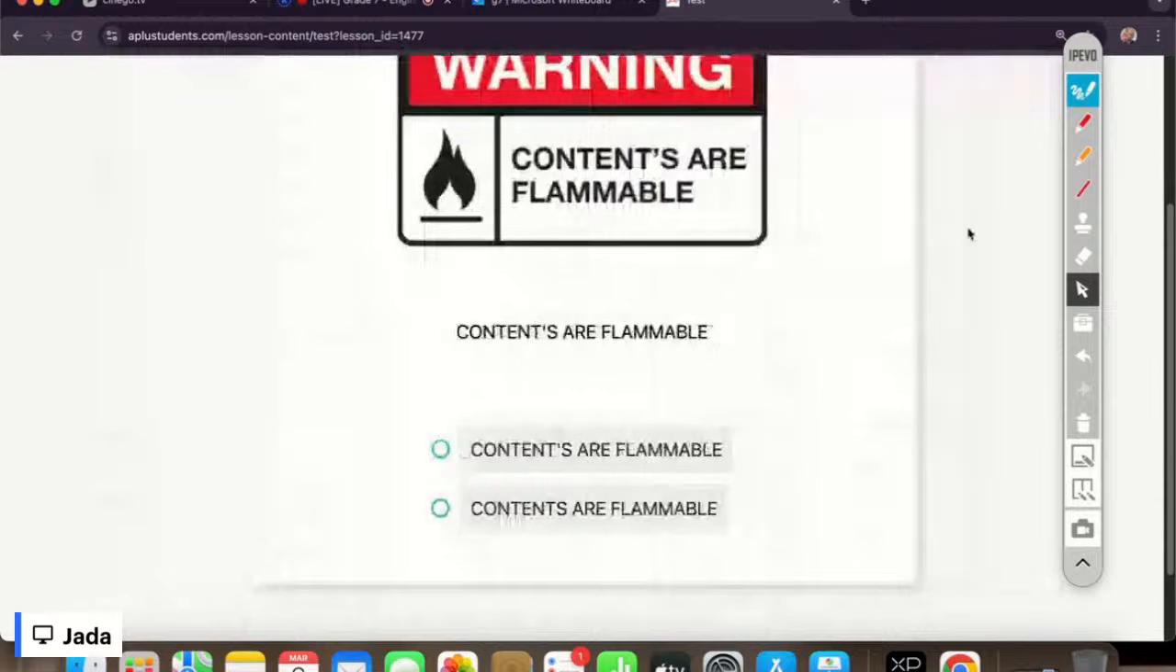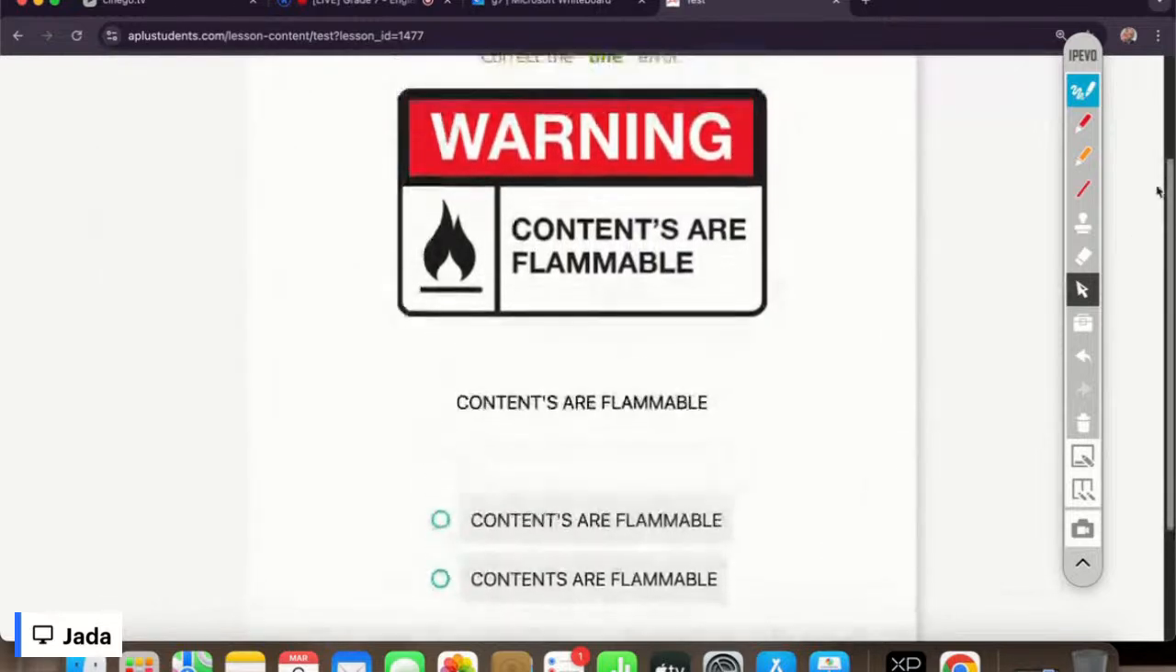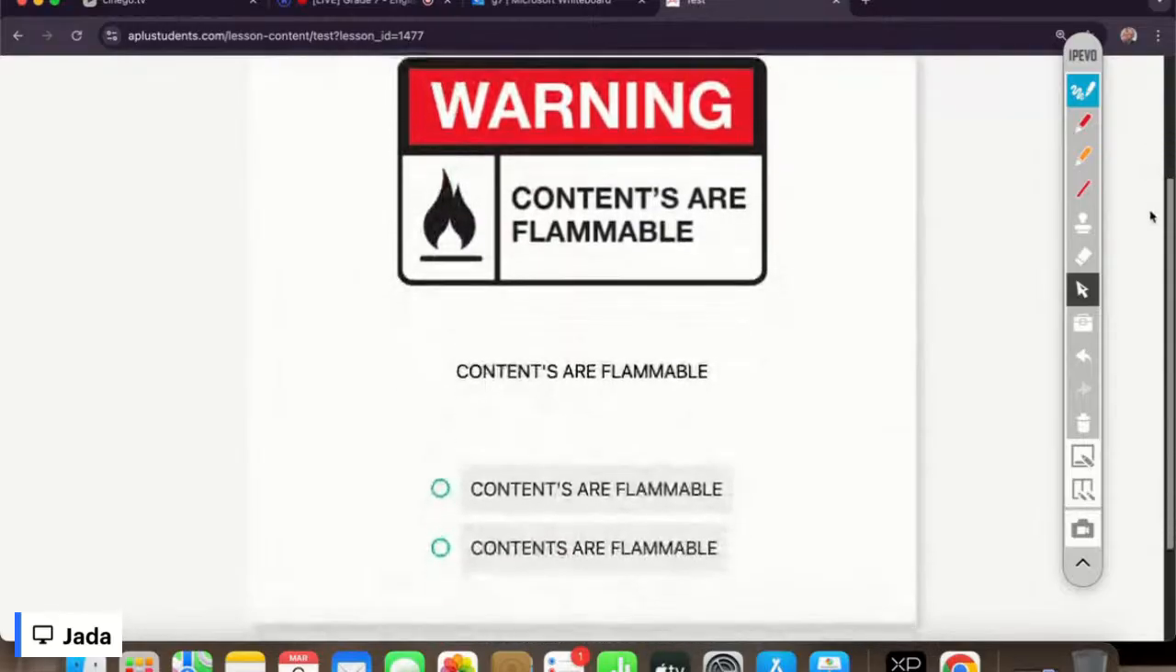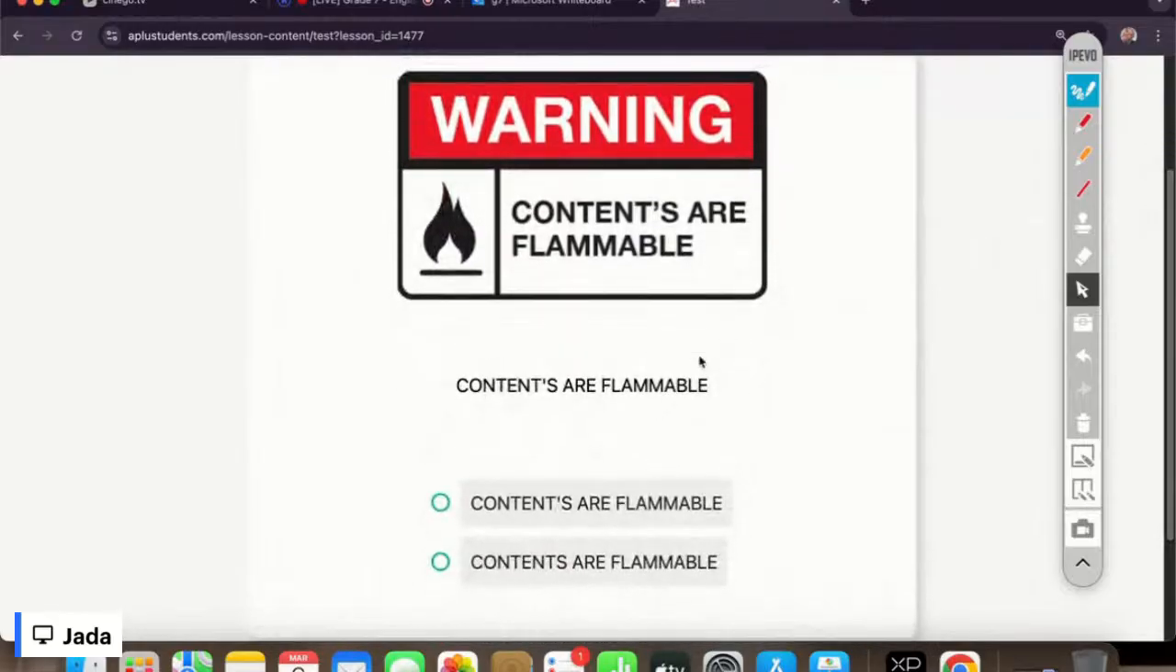Okay, so we have here warning: contents are flammable. What do you think is the error here? Is it contents or content? Which of them?